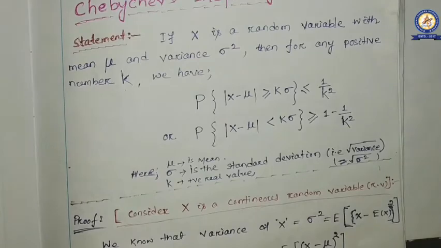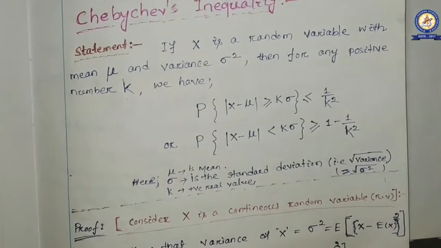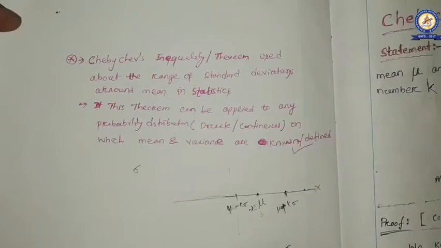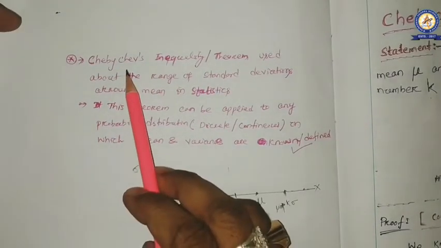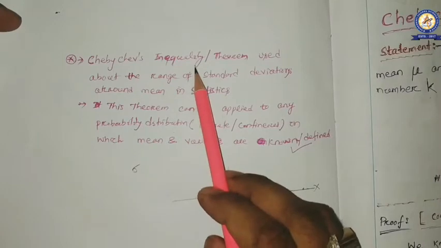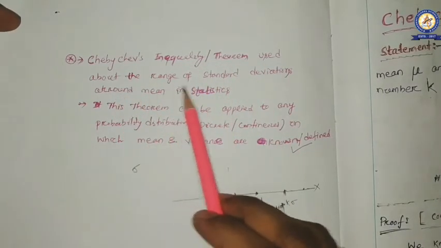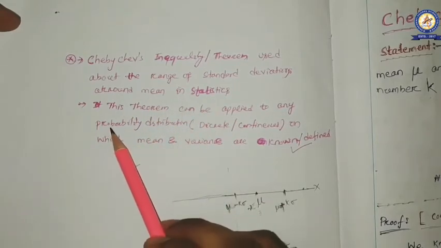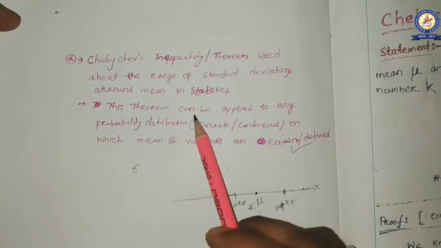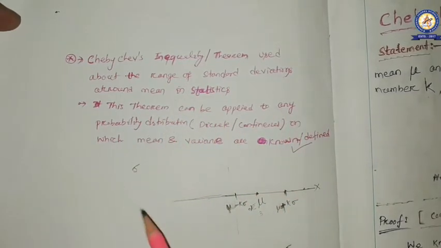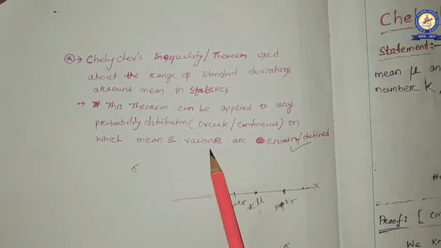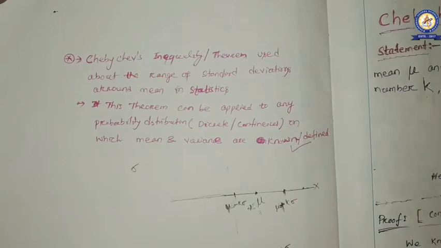Before you start writing your notes from here, just write down these two lines. Chebyshev's inequality or theorem is used for the range of standard deviations around the mean in statistics. And the second point is that this theorem can be applied to any probability distribution, discrete or continuous, in which mean and variance are well defined or known.